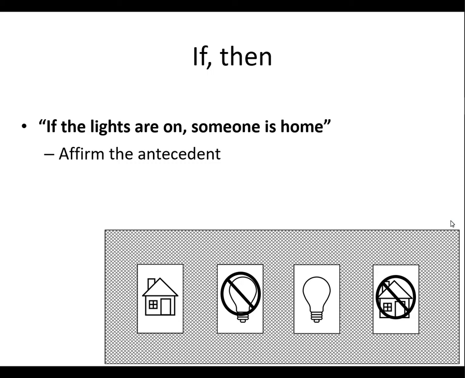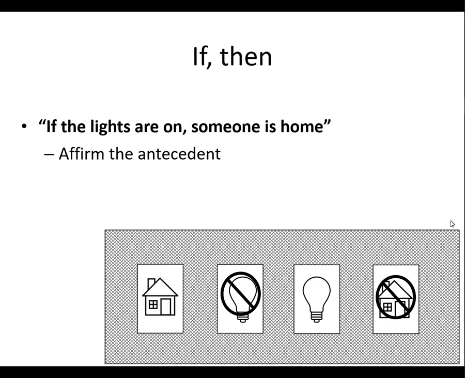An activity for you to do. The rule is, if the lights are on, someone is home. We're seeing whether this rule holds up. So from left to right, the house card says, somebody's home. Let's see whether the light's on. The light bulb with a not sign over it says the lights aren't on. Let's see if somebody's home. The light bulb says the lights are on. Let's see if somebody's home. And the house with a not sign over it says nobody's home. Let's see whether the lights are on.